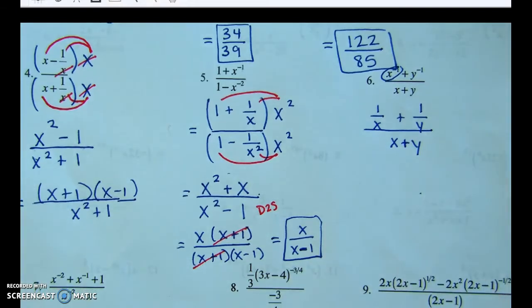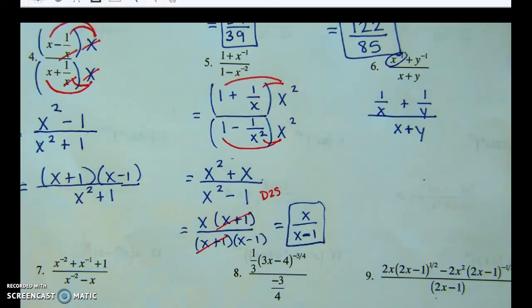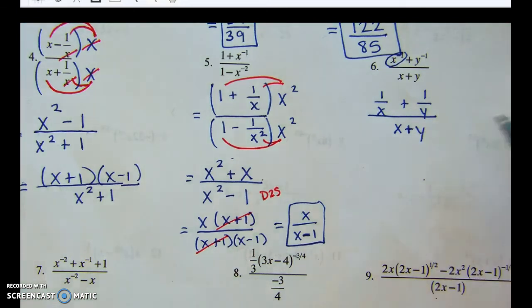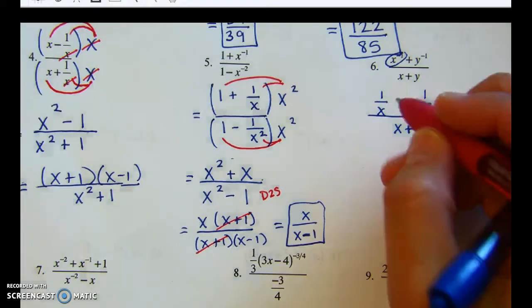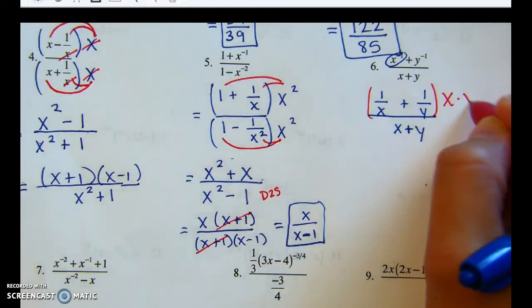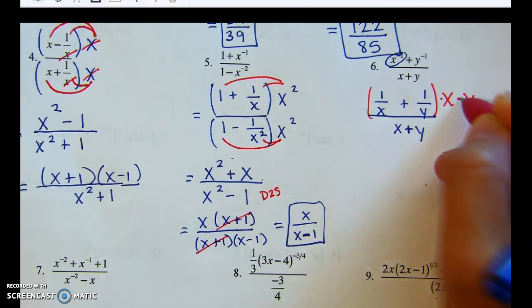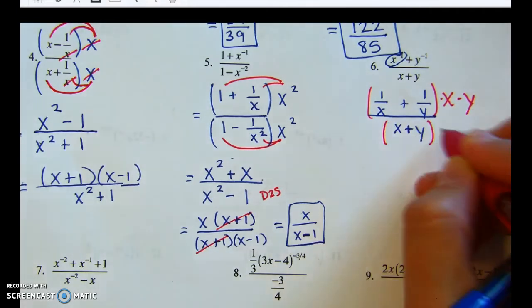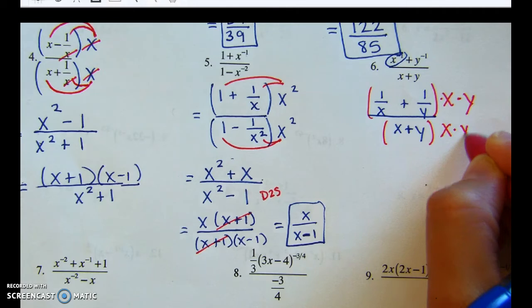Ta-da. Okay, I know you want to just multiply by x plus y and cancel everything out, but that's just not how it works. And I don't have time to go into a huge proof. But just tell me, what are the denominators that you see? X. What else do you see? Y. So we have to multiply by x times y. And whatever we do to the numerator, we're going to do to the denominator.